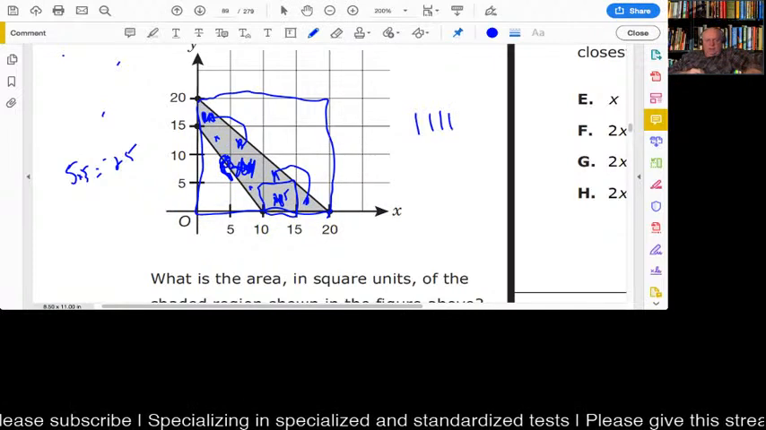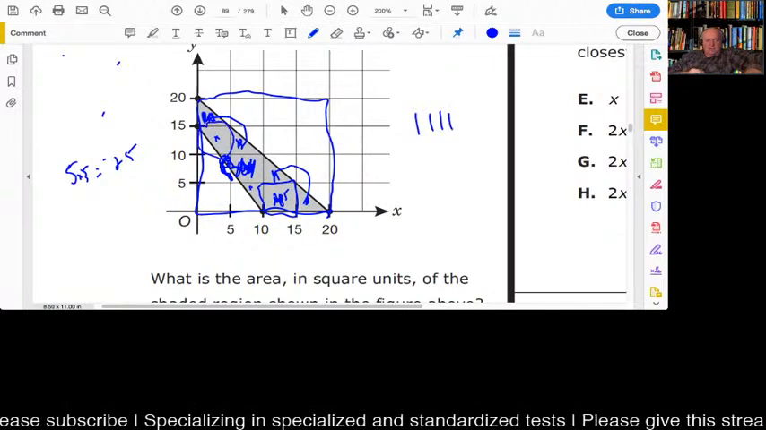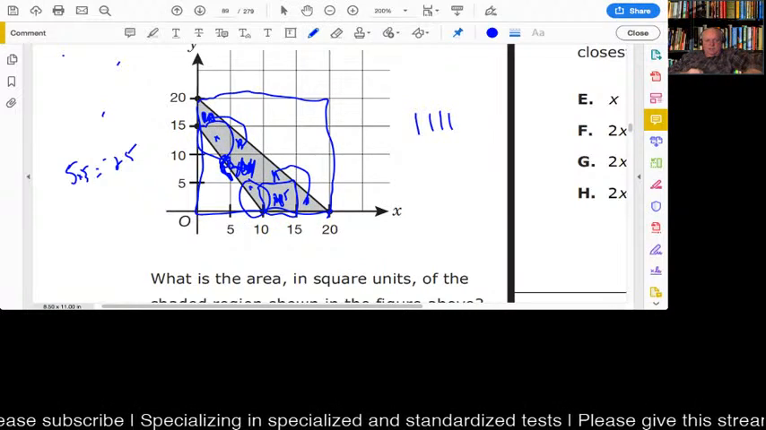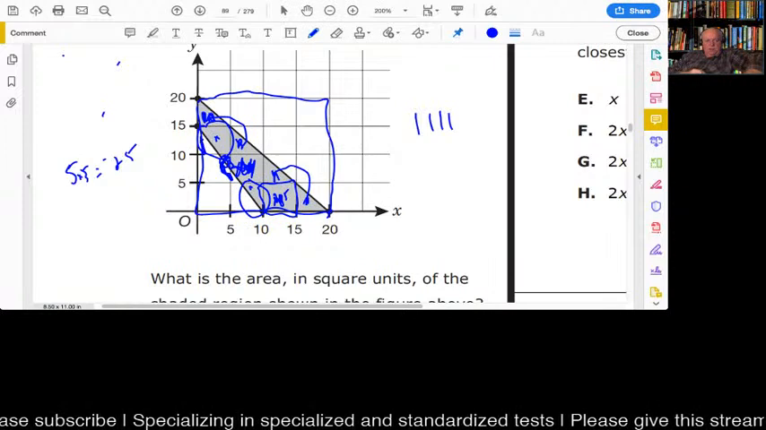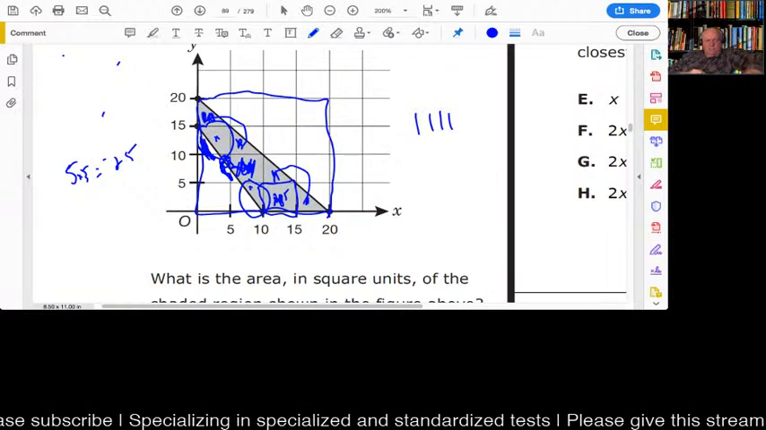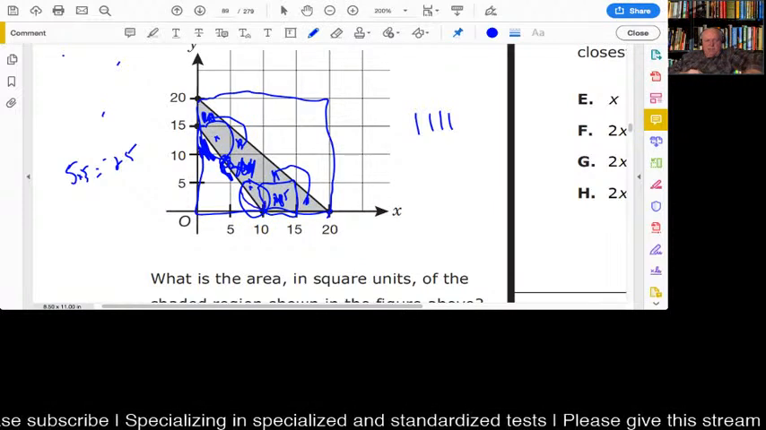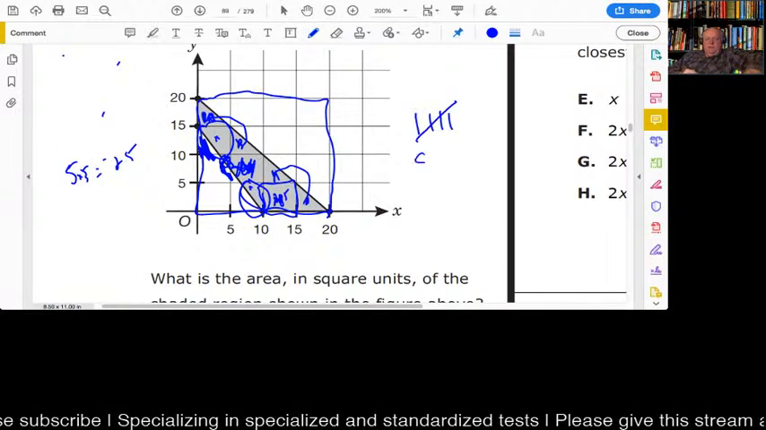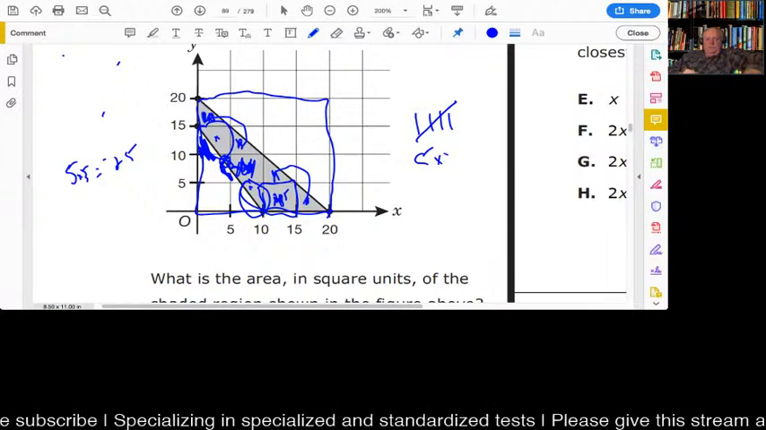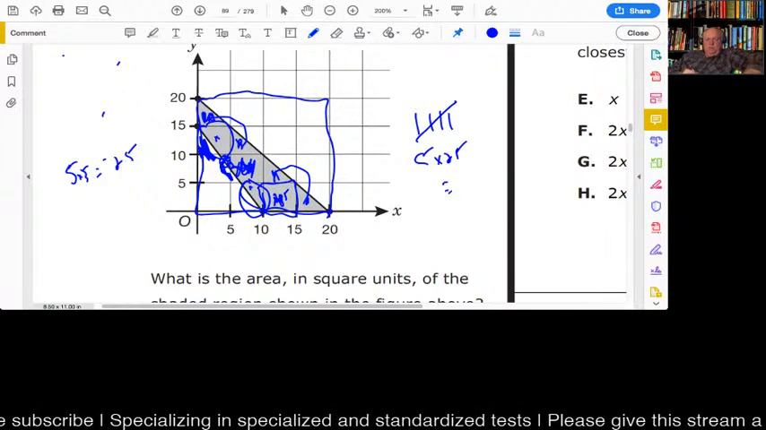Okay? And now we have this versus this. If you notice that too, they're also similar triangles. This white space right there is actually the shaded part of this. So there's one more. So we have 5 squares at 25, and that's equal to 125.